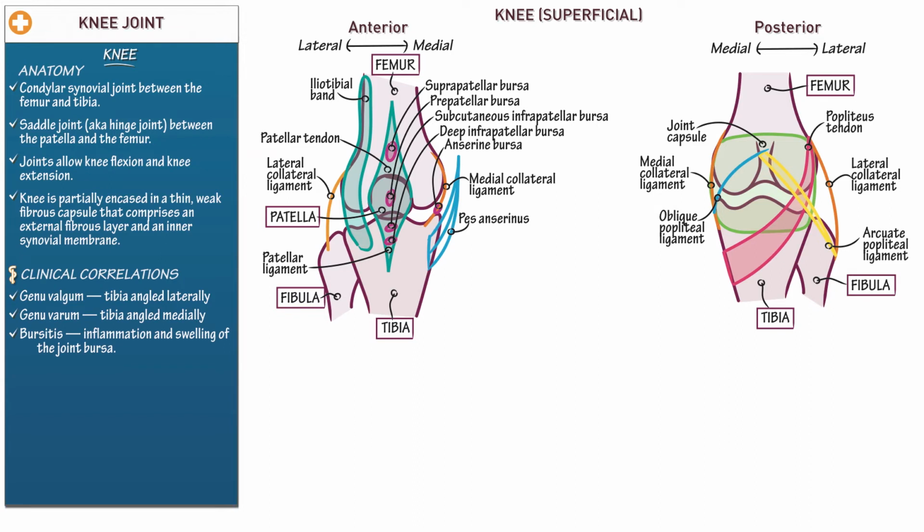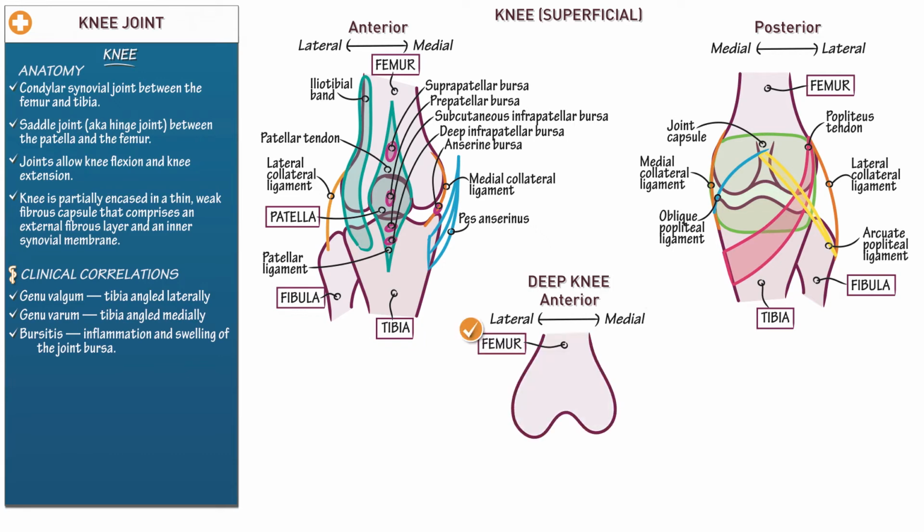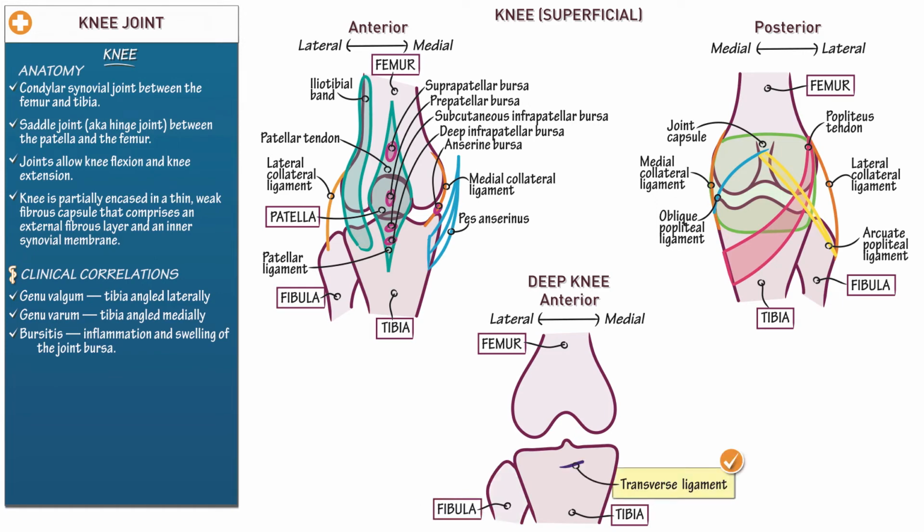the posterior joint capsule. Finally, let's draw the anatomy of the deep structures of the knee in anterior view. First, define medial and lateral. Now draw the femur, tibia, and fibula. Then draw the transverse ligament. Its precise function is uncertain and its presence is variable.